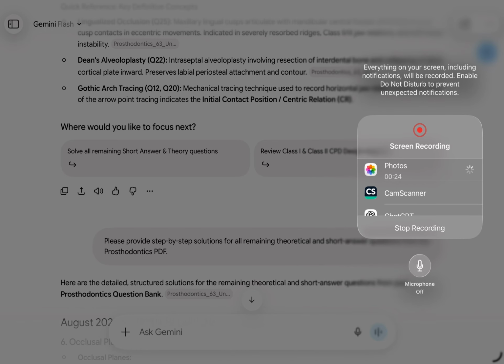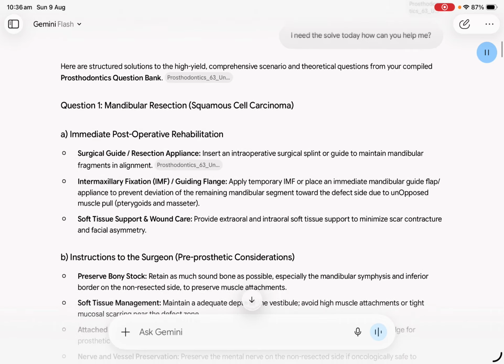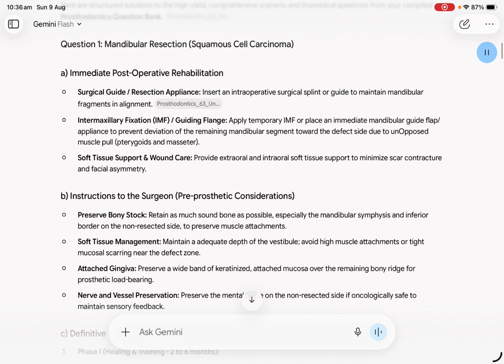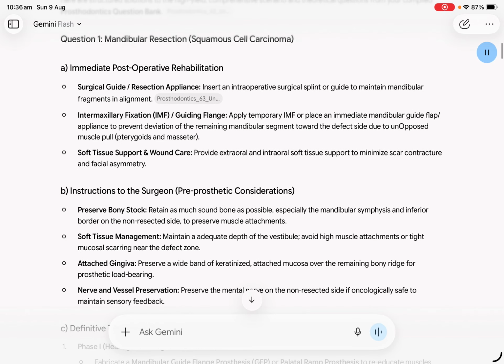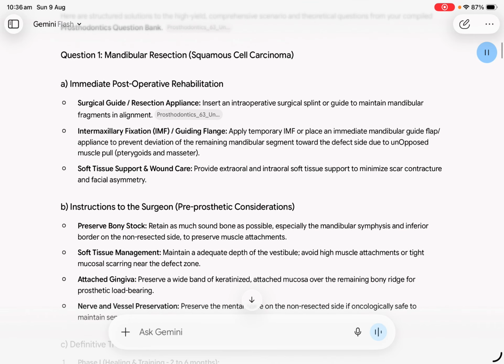1. Mandibular resection, squamous cell carcinoma. A. Immediate postoperative rehabilitation. Surgical guide/resection appliance. Insert an intraoperative surgical splint or guide to maintain mandibular fragments in alignment. Intermaxillary fixation, IMF guiding flange.